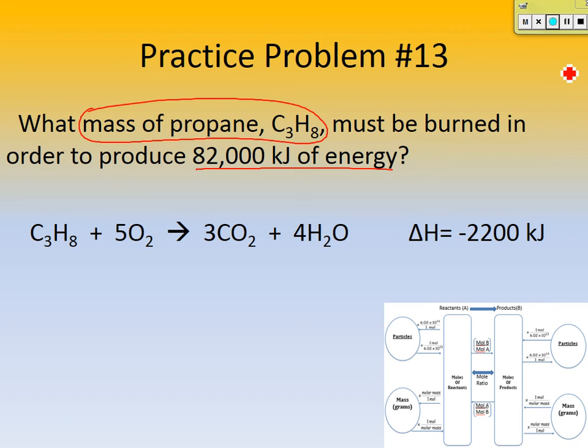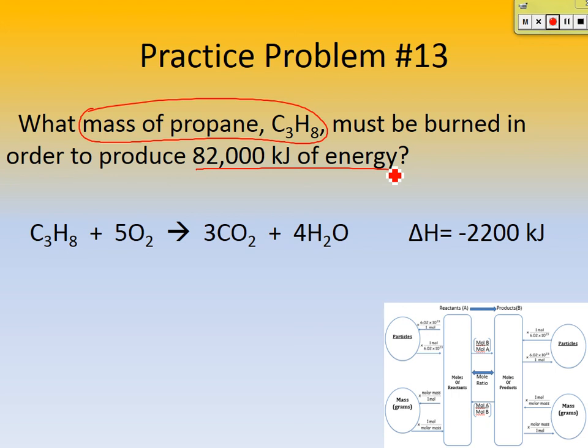Okay, let's see how you did. Hopefully you finished and you came up with an answer. I'd like to start the problem, because it is a little different, from the very beginning. So what I did is circle mass of propane. It's asking what mass of propane must be burned in order to produce 82,000 kilojoules of energy.